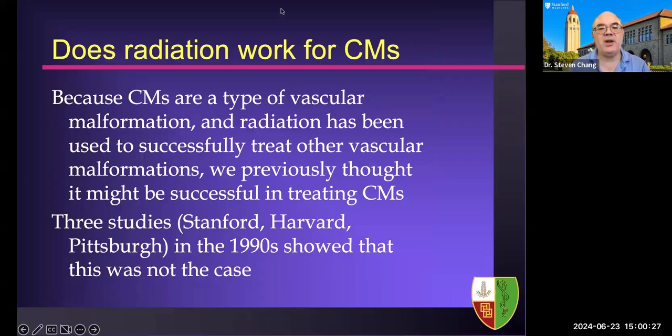So a question that often comes up is, we know that for other types of vascular malformations, such as the high flow vascular malformations made of arteries, we know that radiation has been used to successfully treat these blood vessel abnormalities for many decades. So the question is, does radiation work for these low flow, low pressure cavernous malformations if it works for the high pressure vascular malformations?